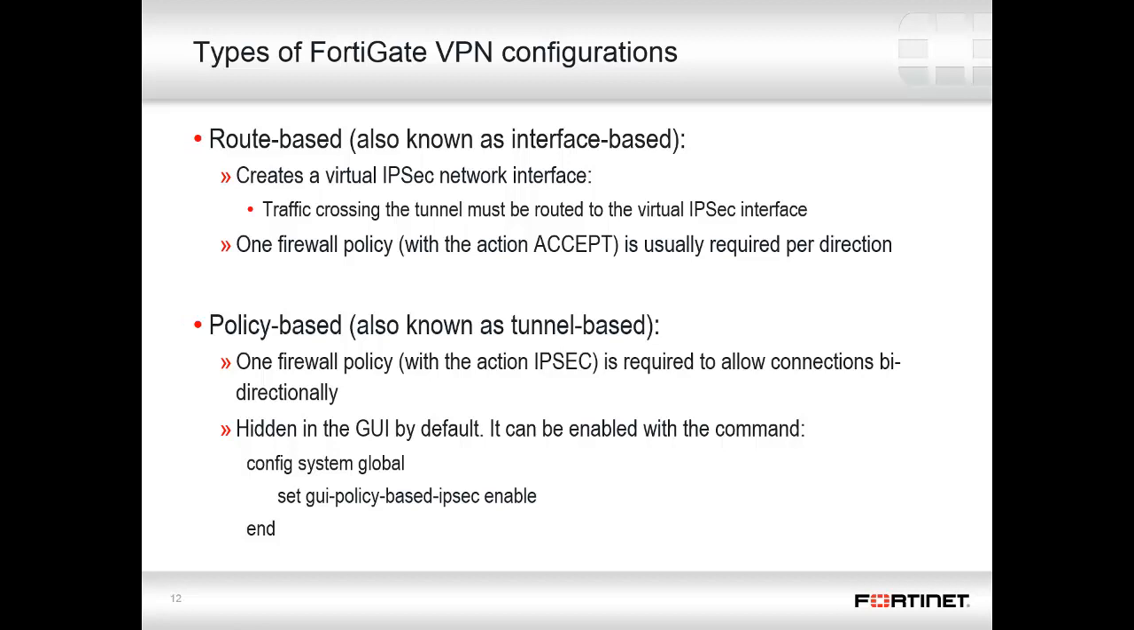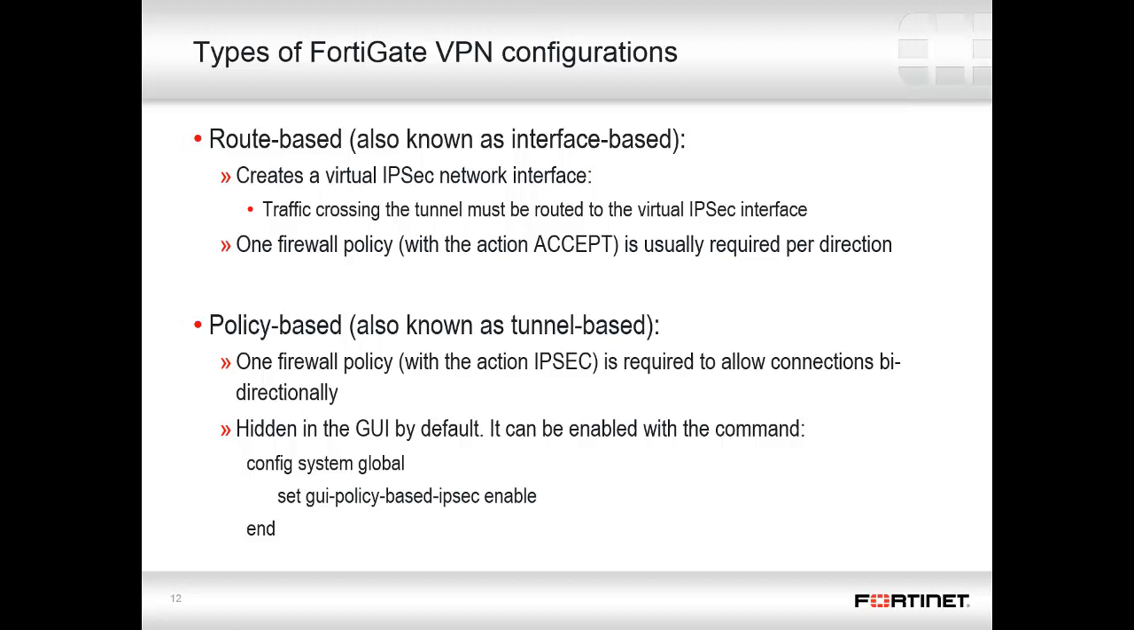By default, policy-based VPNs cannot be created from the GUI. The CLI setting, GUI Policy Based IPSec, can be used to enable the access from the GUI. It is important to mention that the configuration modes have local significance only. You do not need to configure both sides of your VPN in the same way. You can have one side of the tunnel configured as route-based and the other side as policy-based.